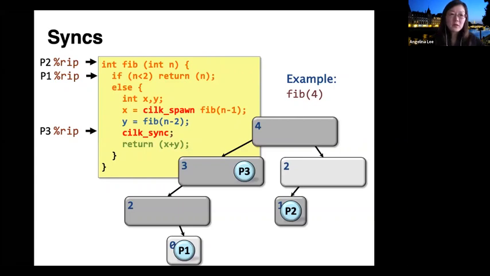Okay, so now say fib of 3 has reached the point where it needs to execute a Cilk sync. And notice that in this case, worker 1 is still executing the first spawned child of fib of 3, the spawn of fib of 2, and in fact it's executing fib of 0 that's subsequently called by fib of 2.